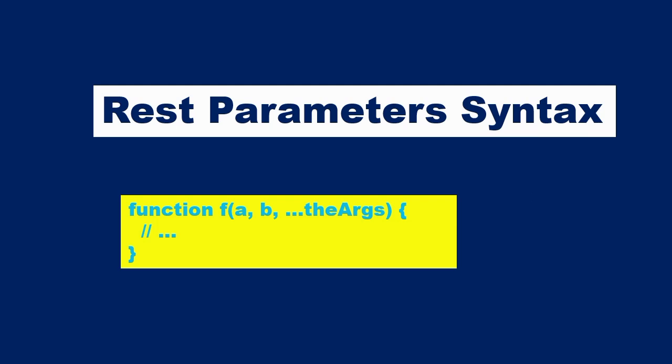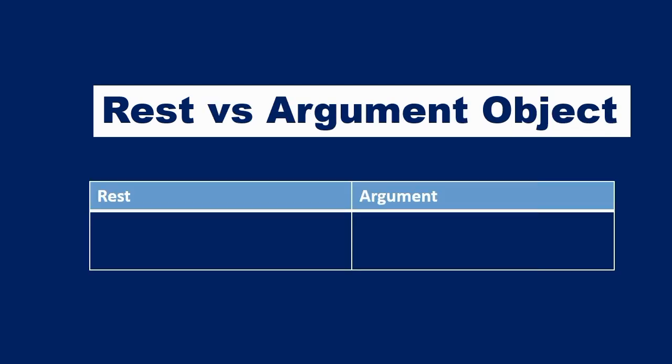You've got the function definition, and then inside the parentheses where you will normally have the argument, you can add the REST parameter. Let's take a look at a couple of differences between REST parameters and the arguments object.